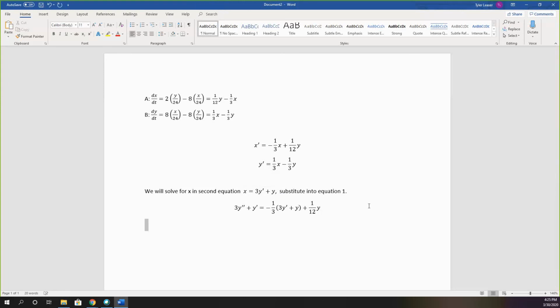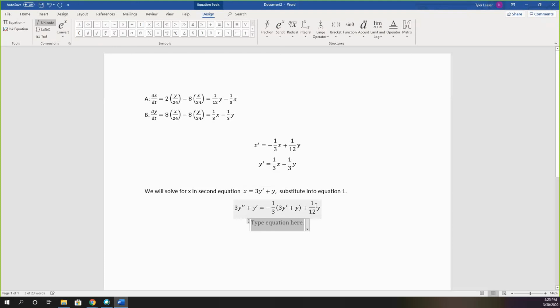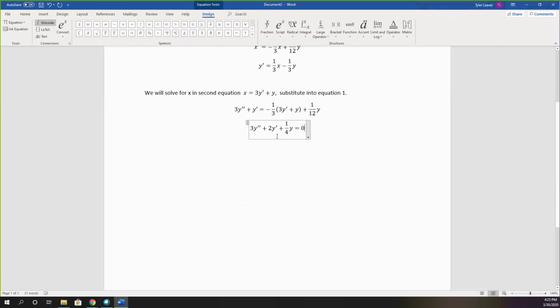Okay, and then cleaning this up a little bit, this is now going to be a second order linear differential equation, the stuff we were doing back in section 4. If you were to factor it all out and combine like terms together, we have 3y double prime plus 2y prime plus 1/4 y, and that's all going to be equal to 0. This we spent weeks, months solving these kinds of things. I know you can do it.